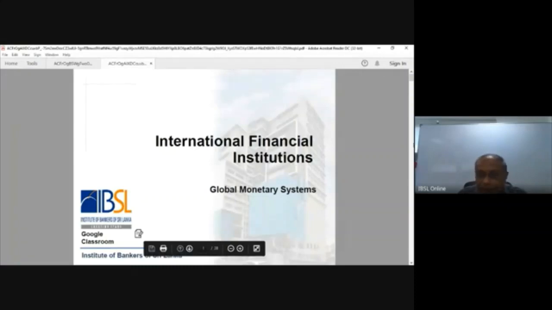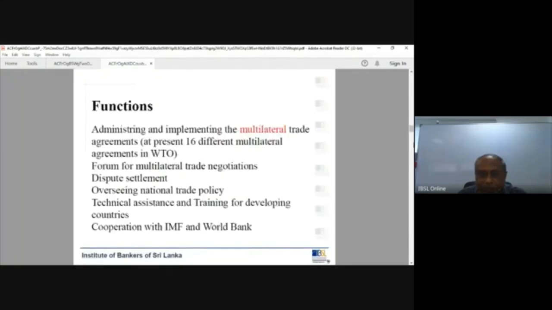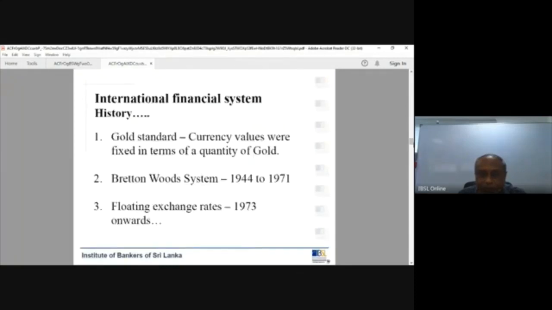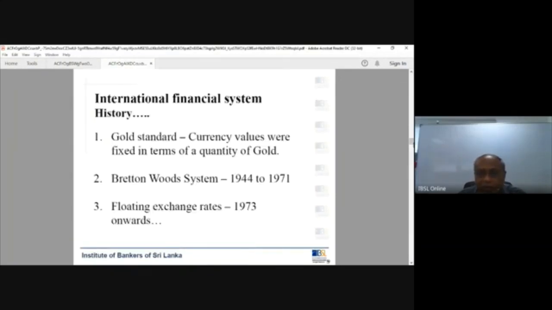We were discussing the World Trade Organization and the floating exchange rates, which were introduced in 1973 onwards. That was due to a decision by the then American President, Richard Nixon, to get out of this Bretton Woods system. Right? Okay.